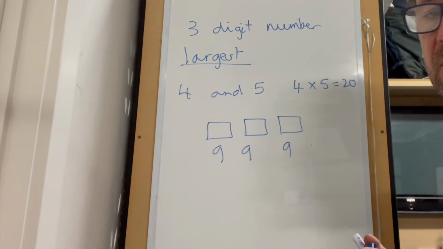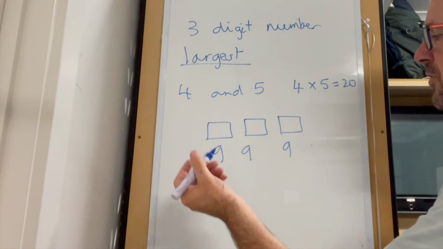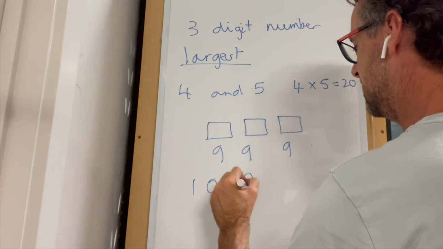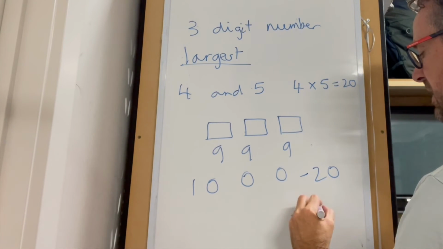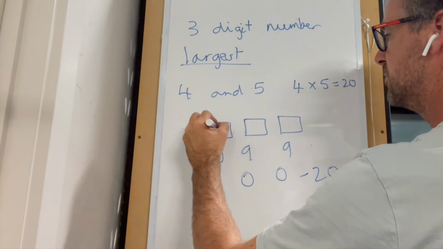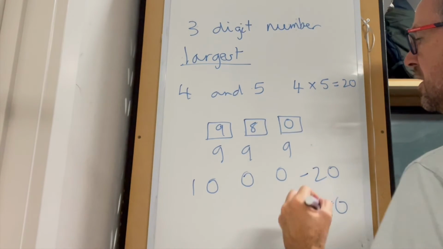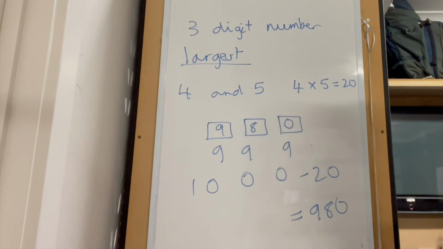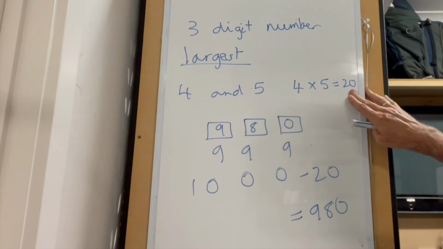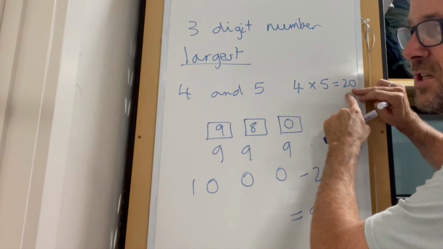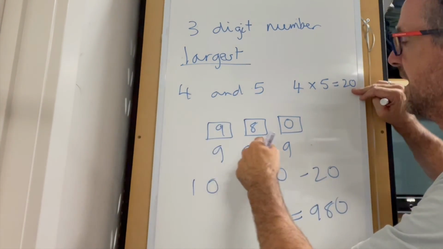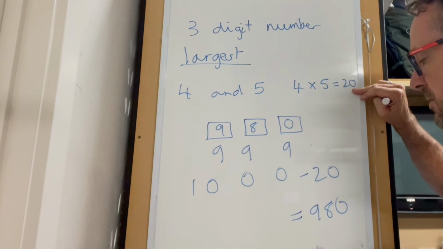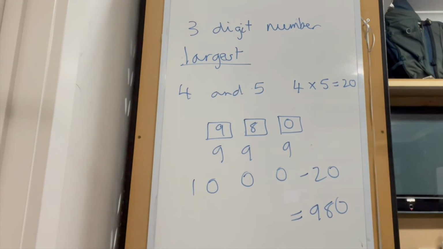Now it can't be 999, okay? So one more than that's obviously 1,000, okay? And if you take 20 away from that, that leaves you with 980, okay? Now we know that 980 will be a multiple of 20, okay, because we know that 20 goes into 100 5 times, so the 100 is still excluded, and we know that 20 goes into 80, so 980 would be the largest multiple of both.